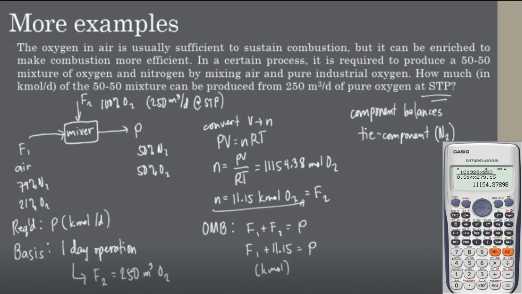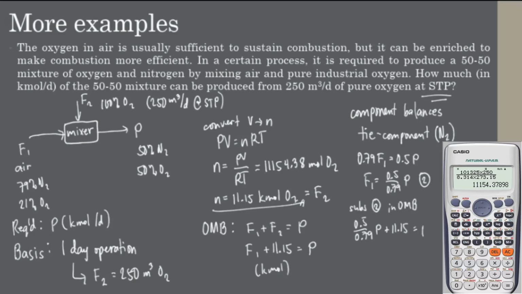Our tie component balance is 0.79 of F1 is equal to 0.5 of P. This means that stream F1 contains 79% nitrogen and the stream P contains 50% nitrogen gas. There is no nitrogen in stream F2, so that does not appear in our nitrogen balance. Rearranging this equation, this becomes F1 is equal to 0.5 over 0.79 times P. I'll call this equation 2, and we can substitute equation 2 into our OMB. Our OMB will become 0.5 over 0.79 times P plus 11.15 is equal to P. This equation now has only one unknown, and that is the product P. From here, we can rearrange the equation and solve for the value of P.